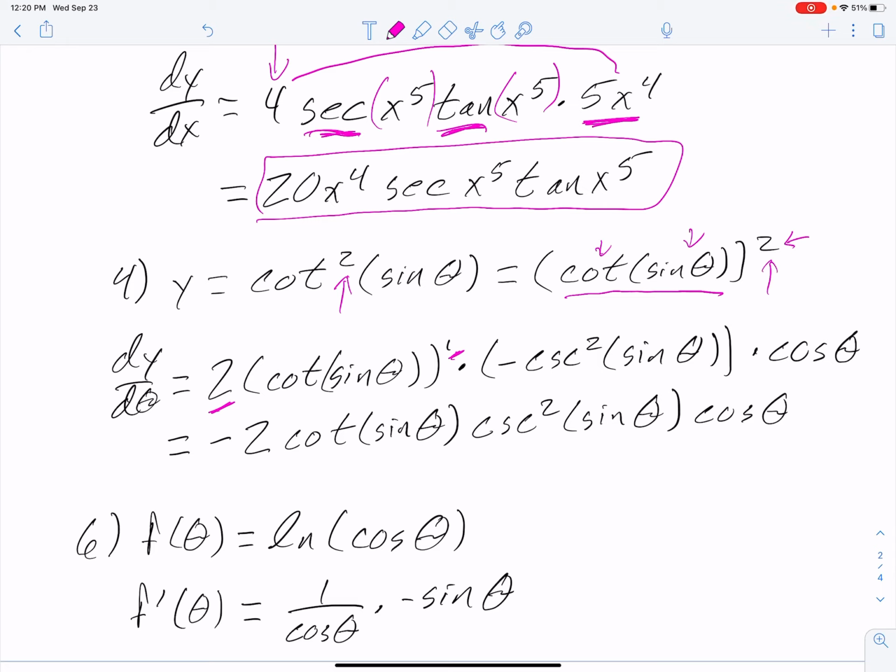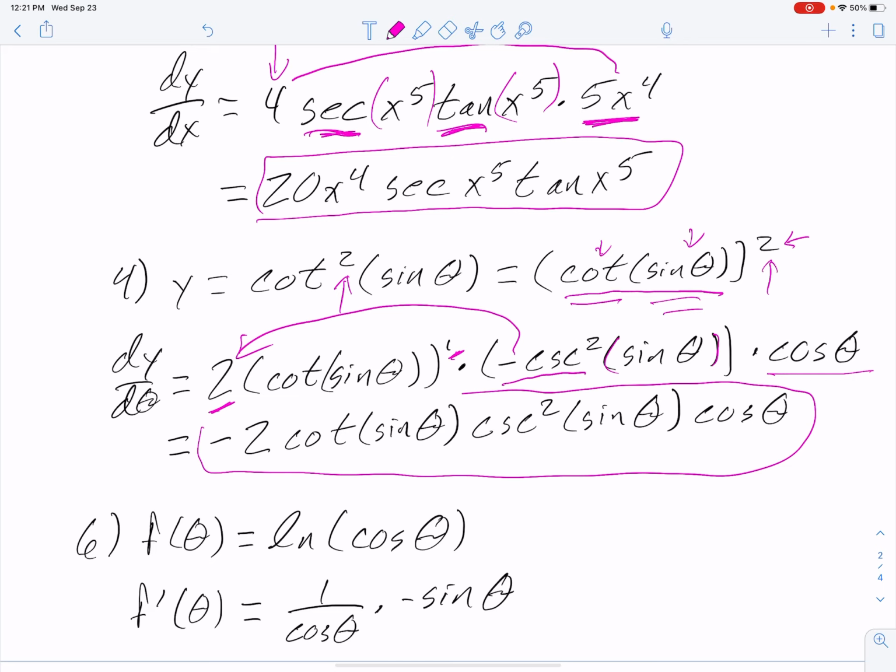From there, I need my derivative for cotangent. I know the derivative of cotangent is always negative cosecant squared. It's just a matter of what's inside, and in this case, it happens to be sine theta. And then finally, I need my derivative for sine theta, and that would be cosine theta. Just do a little bit of simplifying. The negative lead coefficient needs to get multiplied by the 2 to get us our final answer.